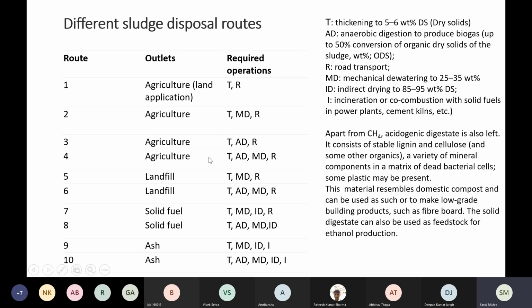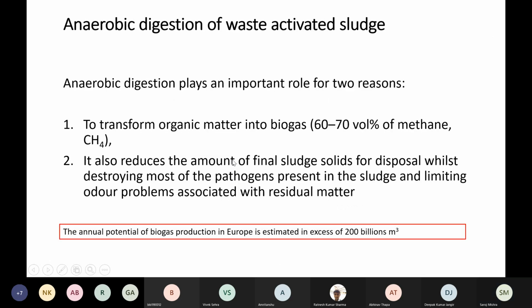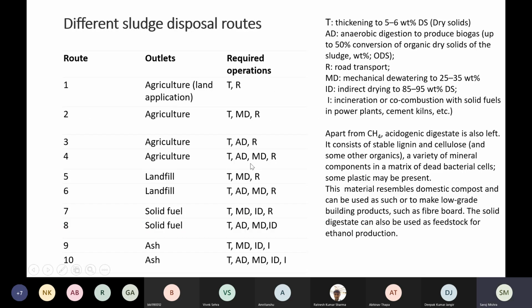Or, as shown in the fourth part, for some kinds of agricultural practices, you do have thickening carried out, anaerobic digestion, and MD stands for mechanical dewatering, and transport needs to be carried out. Or the sludge can be directly used for landfill, as is shown here. Even for that, many of these operations need to be carried out. So in all of this, what you see is that these are all energy intensive processes. They all need to be carried out.